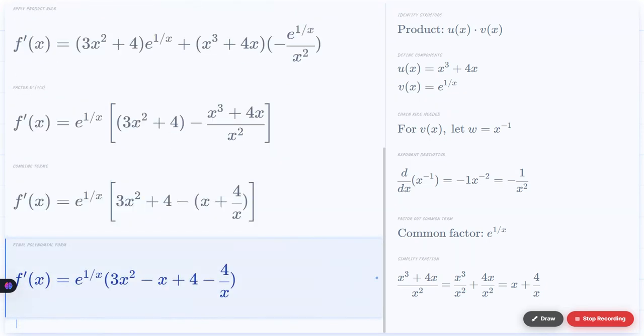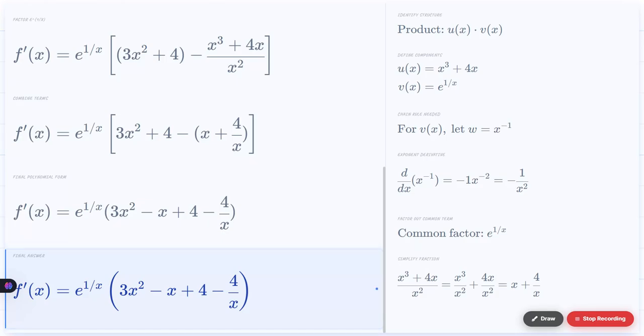We write the final polynomial form as to the power of 1 divided by times the quantity 3 squared minus plus 4 minus 4 divided by. We do this to organize the final pieces. This shows all the terms clearly in one line.